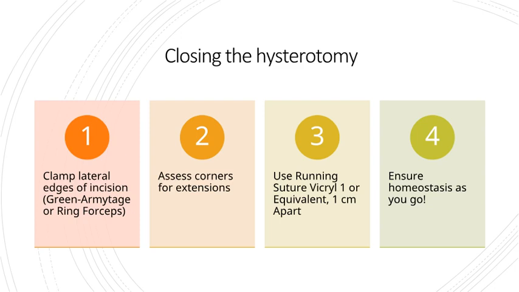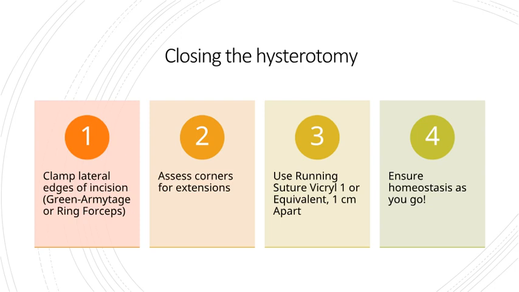The next step involves using a running suture technique with Vicryl 1 or an equivalent suture material. The sutures should be placed approximately 1 centimeter apart, ensuring that they penetrate all the way through the myometrium. The first and last sutures should be placed beyond the apex of the incision to be sure any blood vessels which have retracted are occluded.